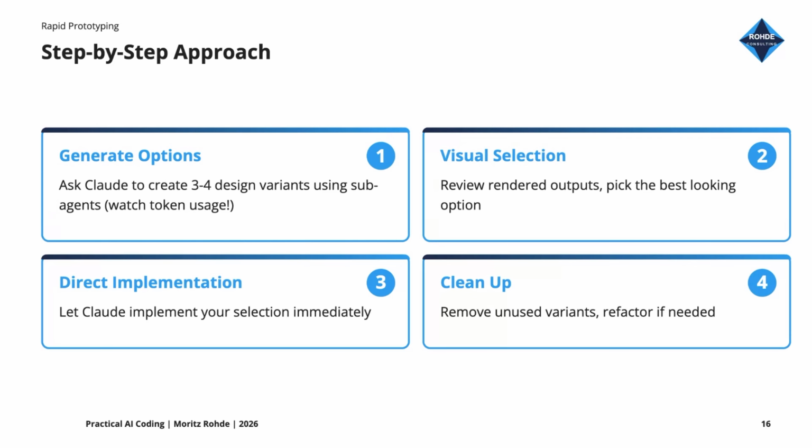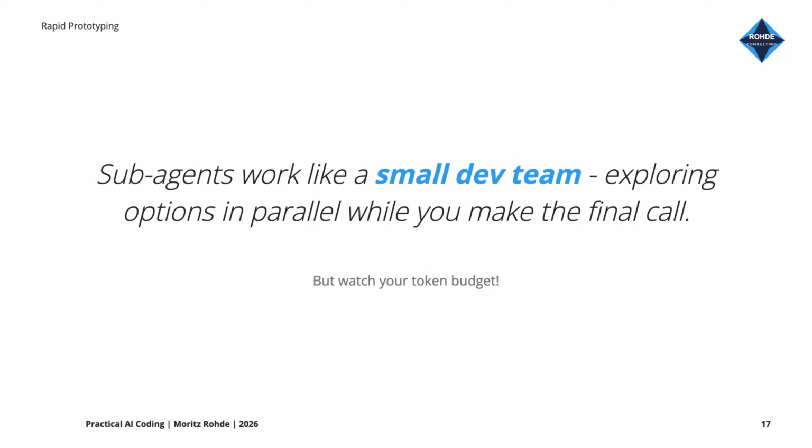You can visually select them. Then you say, hey, I want to use option 1, clean up the rest, and then you're done. Think about this approach like, hey, you're the lead of a development team and you just spawn your developers and you're saying, please do this, please do this. And at the end, you're saying, hey, this is the feature we're going with. So this is how you can think about the situation. As I said, it's really powerful, but on the other hand, it's really costly.